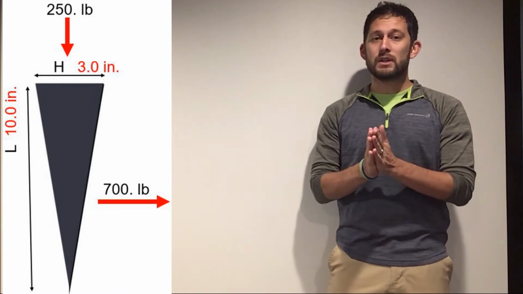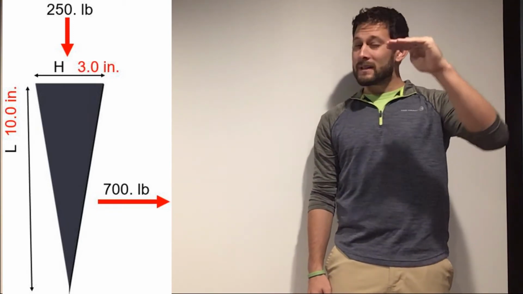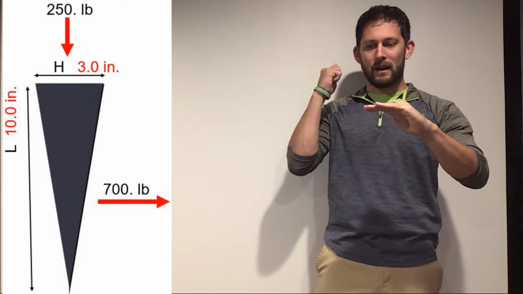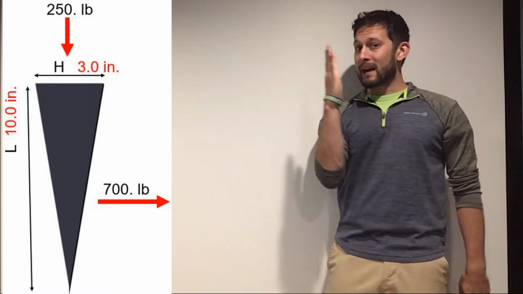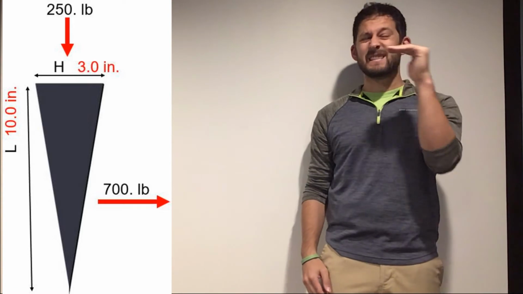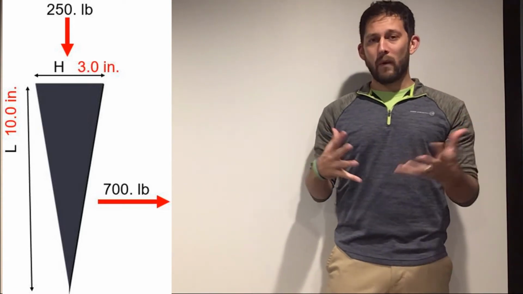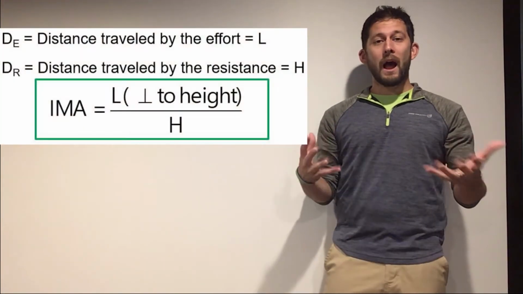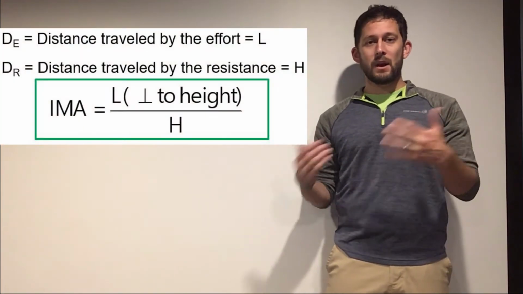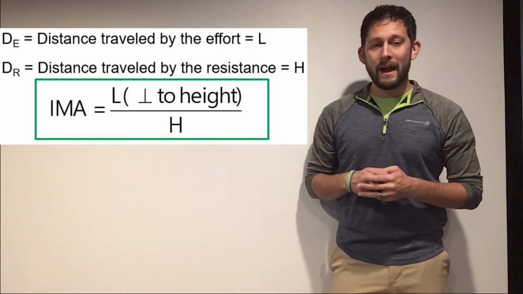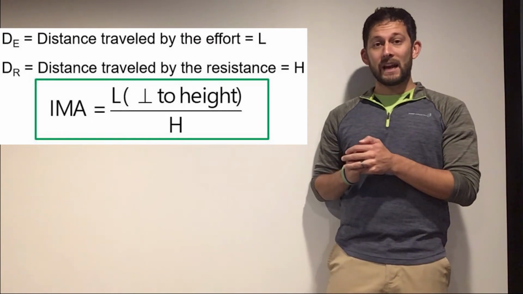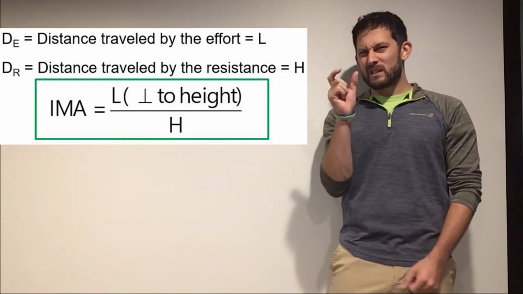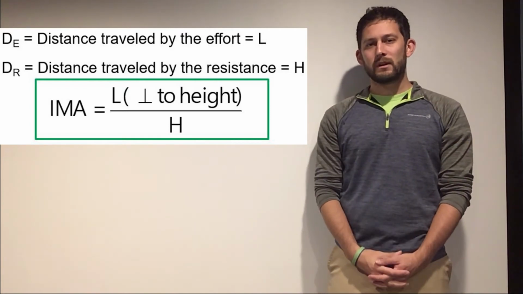Now for the wedge, the height is from the top of the wedge, essentially what you would drive, like the axe head, or maybe using a hammer for the chisel. We're not talking about height like this. We're talking about the height being essentially the width of our wedge. That's something to work on because that might be a little bit confusing. So our IMA as DE over DR, in the case of a wedge, is the length or the perpendicular height divided by the height, or essentially the width, of that wedge.